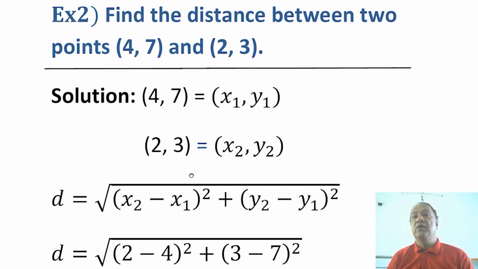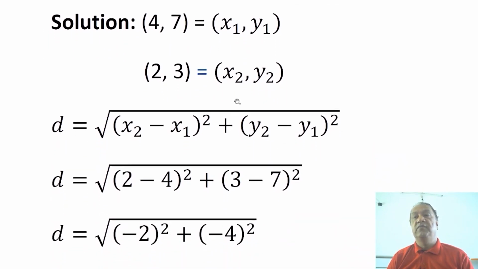Now let us substitute all these values in the distance formula. Distance formula d is equal to square root of x2 minus x1 whole square plus y2 minus y1 whole square. Therefore d is equal to root of, x2 is 2, the value of x1 is 4, so this becomes 2 minus 4 whole square plus the value of y2 is 3, the value of y1 is 7, so this becomes 3 minus 7 whole square. All this comes in the square root only.